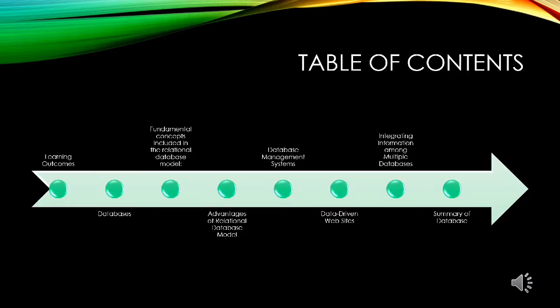The table of contents in this chapter is: learning outcome, database fundamental concepts including the relational database model, advantages of the relational database model, database management system, data-driven websites, integrating information among multiple databases, and summary of database.